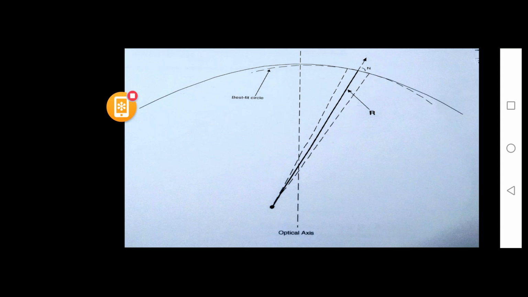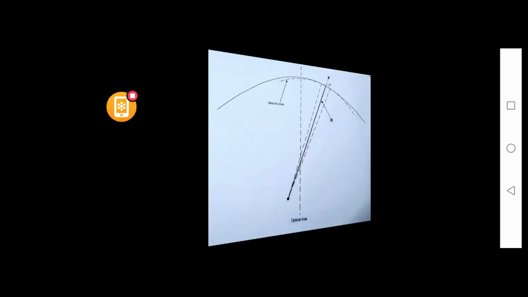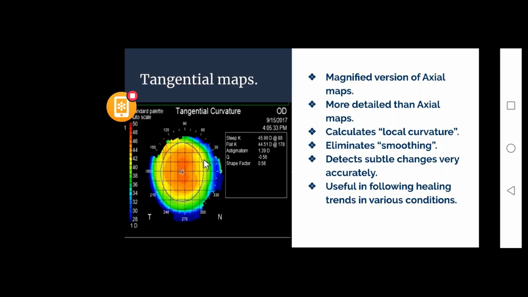Now we have measured the radius of curvature, but we want a dioptric value. So basically the formula is used and this radius of curvature is converted into dioptric value, and it gives you the map as you can see over here on the left side of the screen.